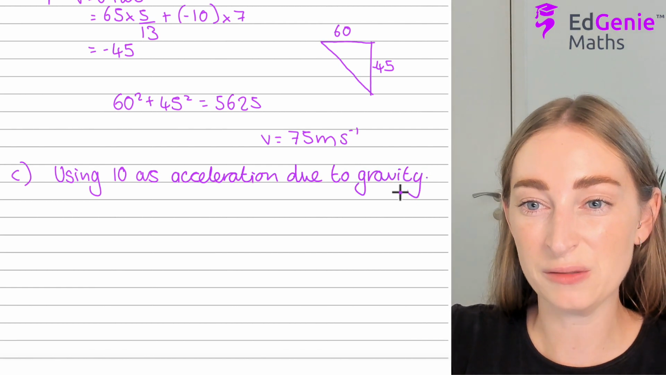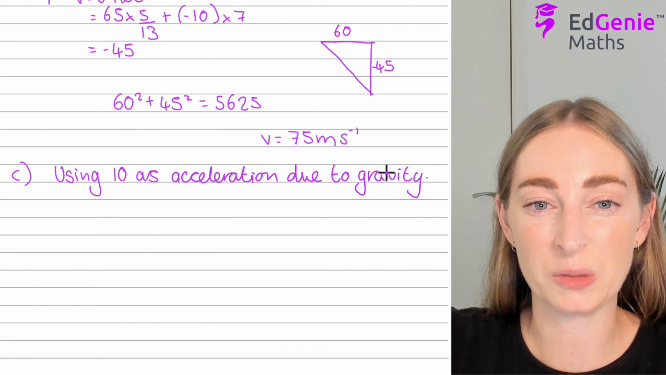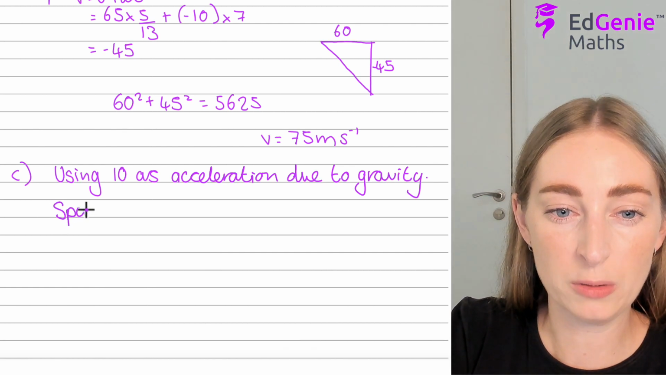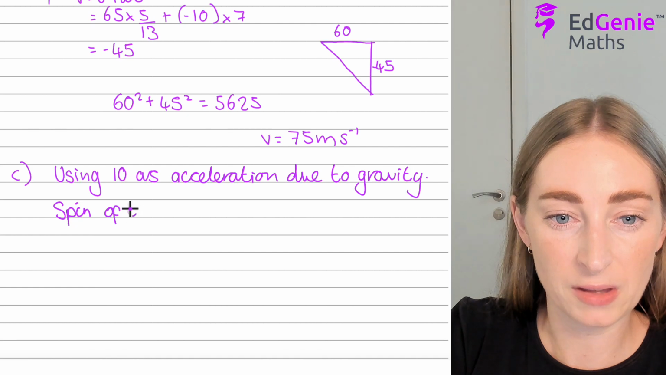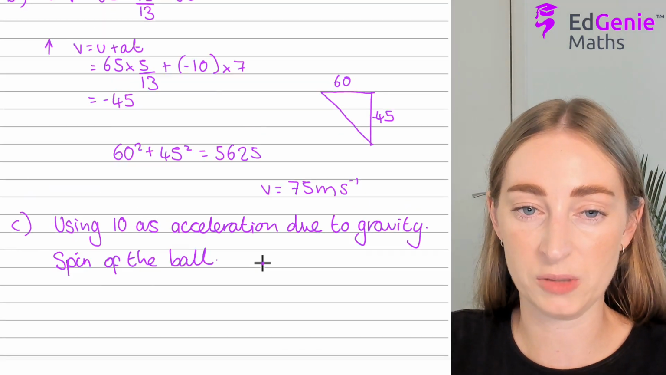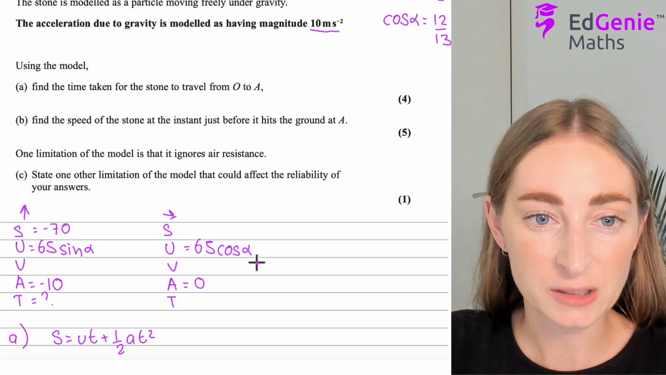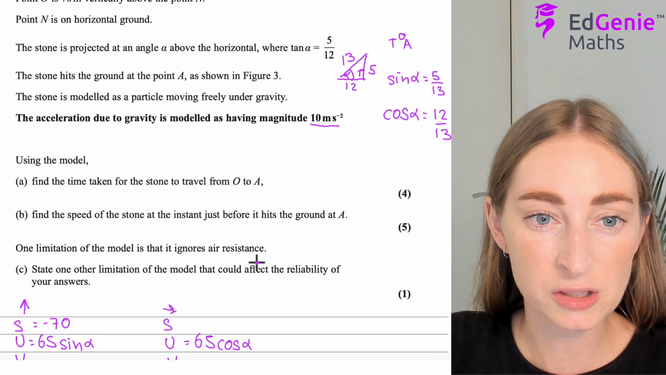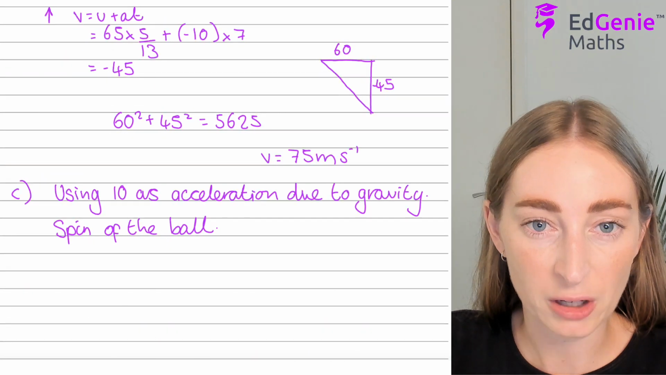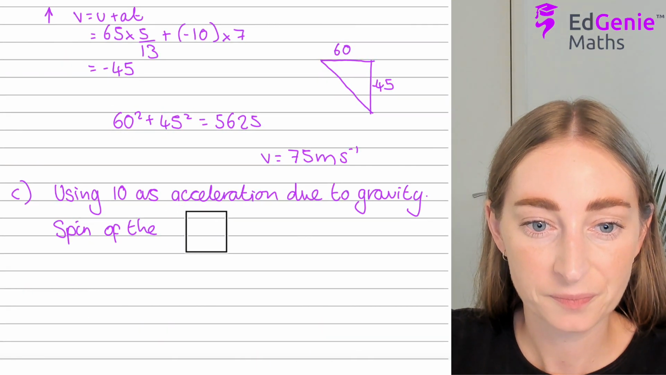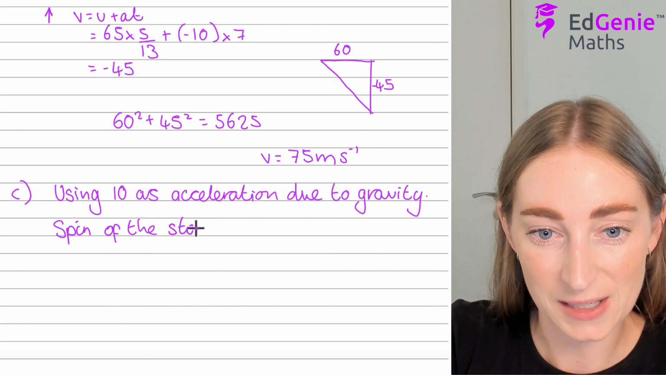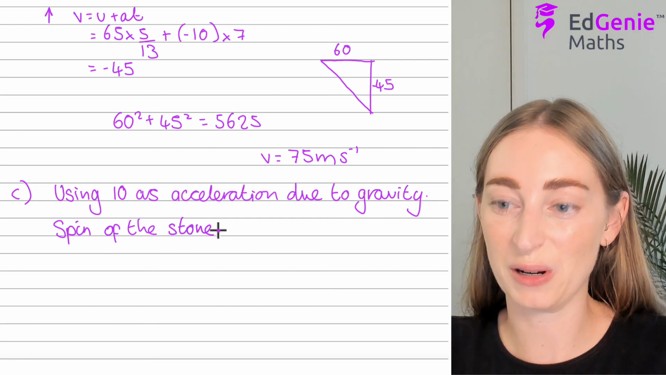Or we could have written the spin of the ball, couldn't we? Yeah, let's also write that. Was it a ball? Spin of the ball. You only need one. I'm just putting both so you know. Let's just check it was definitely a ball. Oh, it's a stone. Who's throwing stones off of cliffs? Right, let's change that. Of the stone. Okay, and that's your answer.